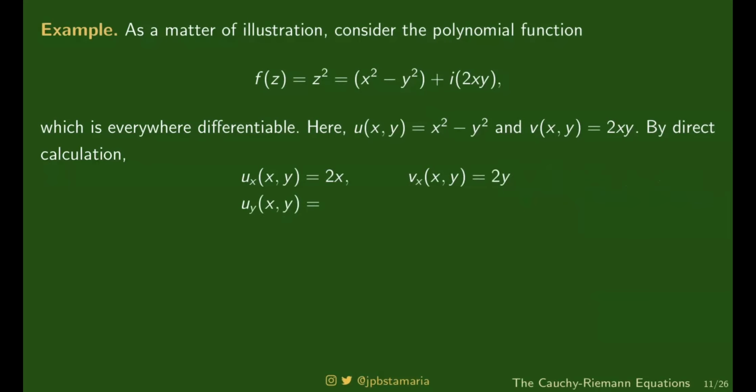Next, ano naman ang uy? Compute nyo yung uy. Tingnan nyo. Minus 2y. Very good. How about vy? 2x. So what do you notice? These two are equal and these two are negative of one another.